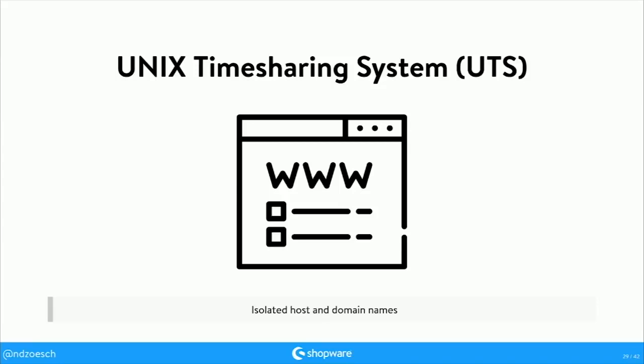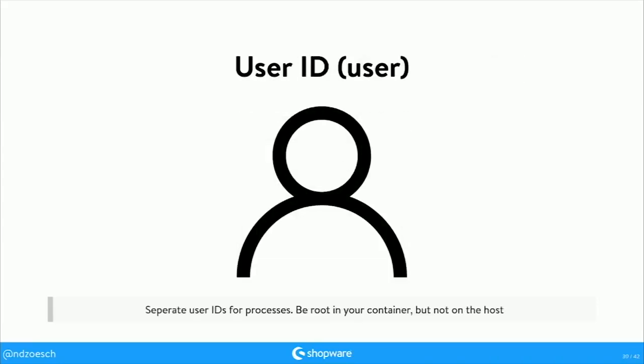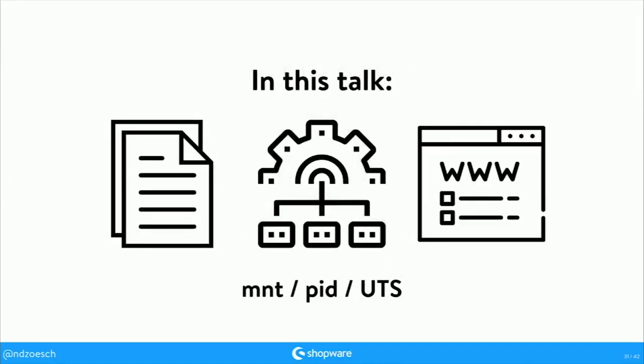It's the UTS namespace. And then we have the user ID namespace that separates the user IDs from the other user IDs. That is the reason why, when you're running a namespaced process in Docker, you're root in the container, because your user ID is 0. You can change this, but that's the default. In this talk we will just focus on three of these. Docker uses all of them, but that would be too much, and we only have 45 minutes.